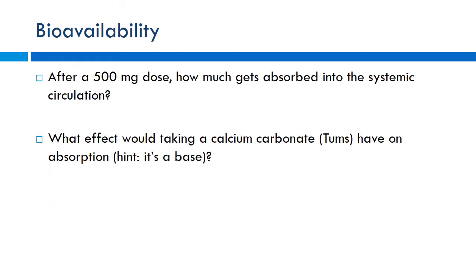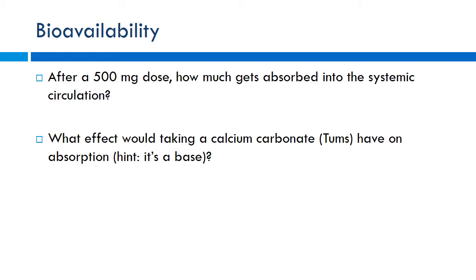Next slide. So let's say after a 500 milligram dose, how much of it do you think actually gets absorbed into the systemic circulation? Is that 450? Why is that? 90%? Okay, so right, 90%, so 0.9 times 500 should be 450, so we get 450 milligrams.